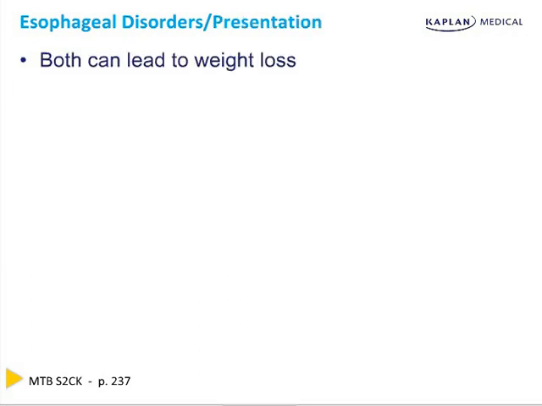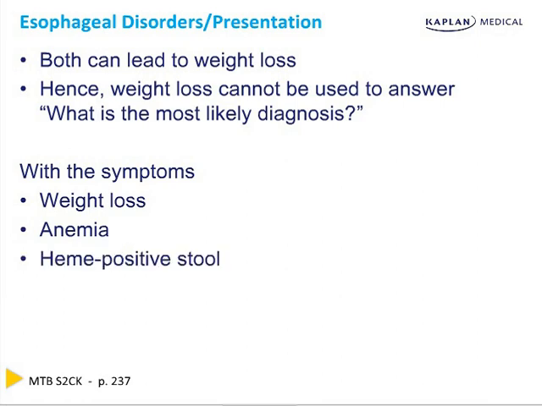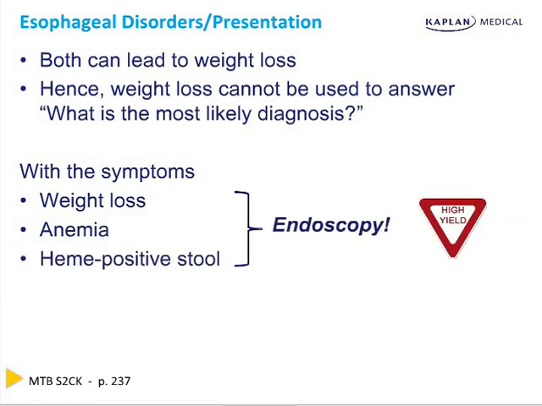Both dysphagia and odynophagia can lead to weight loss. Therefore, you can't use it to answer the question, what is the most likely diagnosis? However, if you combine weight loss with anemia and heme-positive stools, now you've got alarm symptoms. Then you know you need an urgent endoscopy. This little factoid right here is very high yield and very popular on the Step 2.